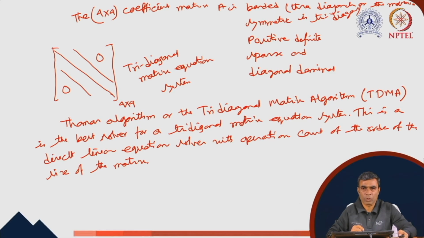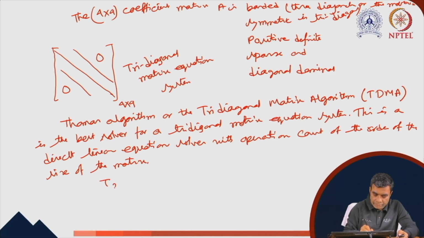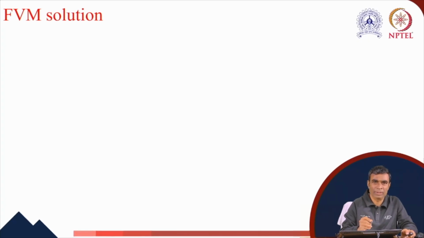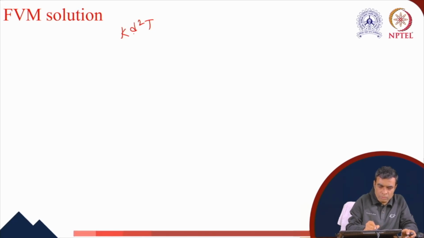Solving by the Thomas algorithm, the solutions which we get for this case, these are T2 equals to 90.08 degrees centigrade, T3 equals to 80.12 degrees centigrade, T4 equals to 70.12 degrees centigrade, and T5 equals to 60.08 degrees centigrade. The governing Poisson equation in heat conduction is given as K d2T dx2 plus Q equals to 0.